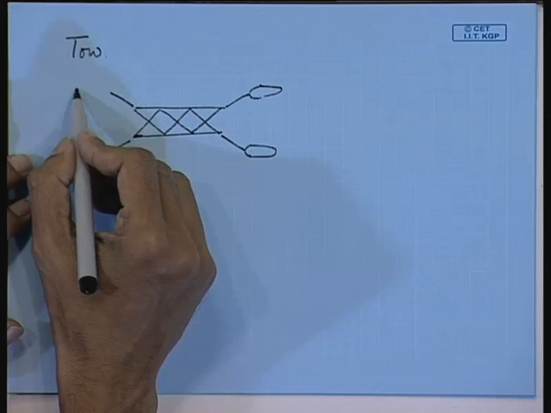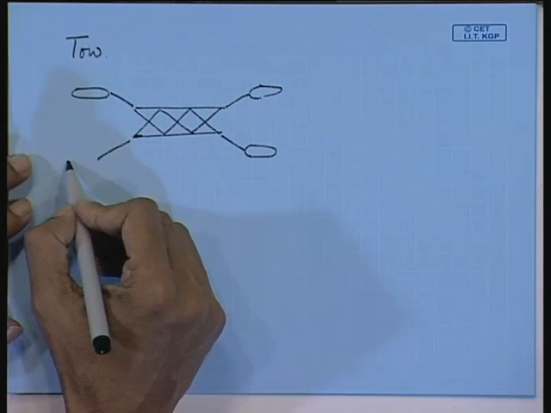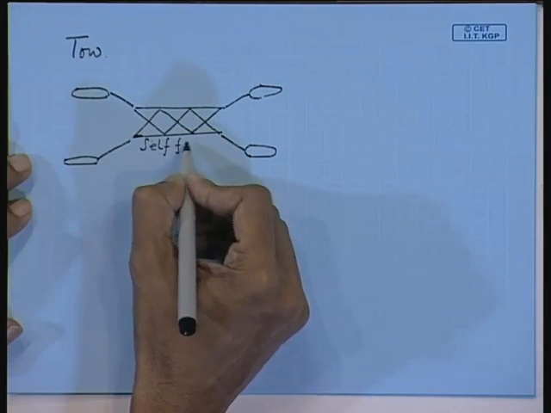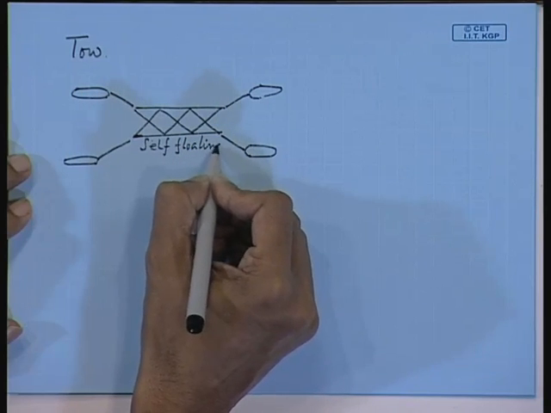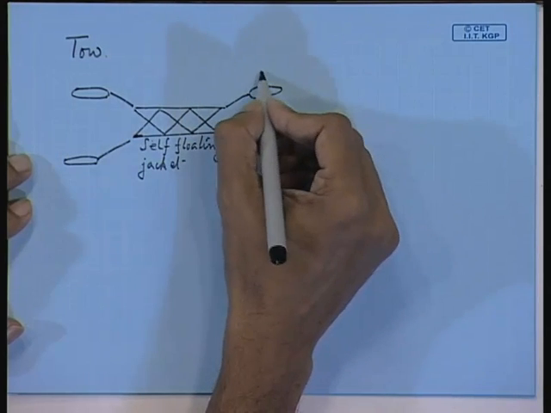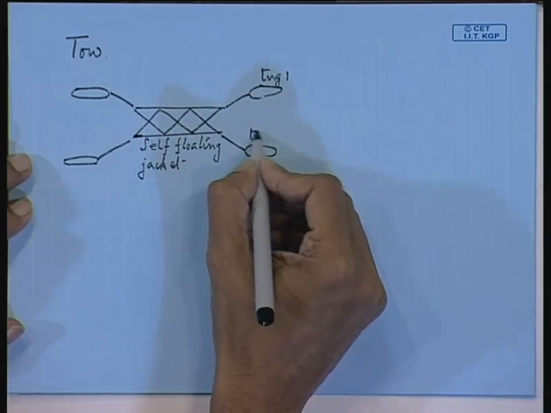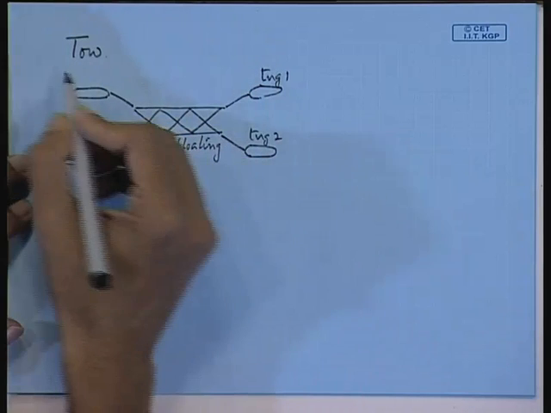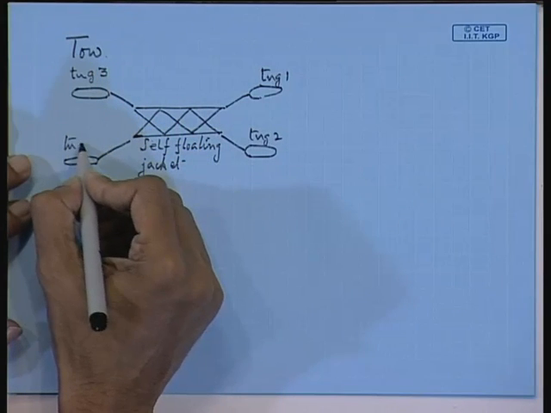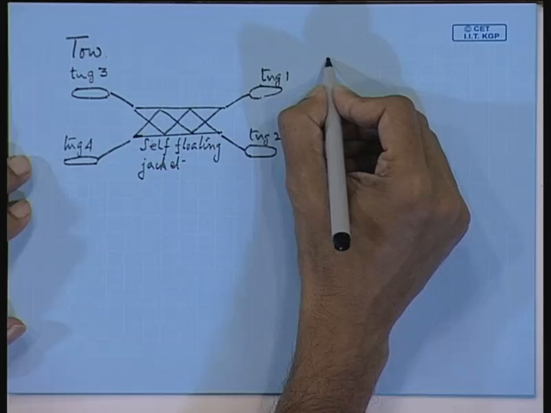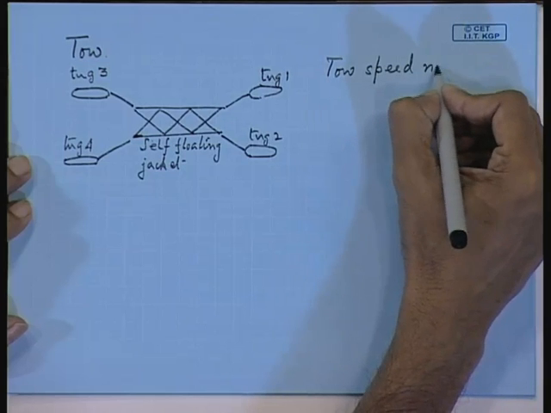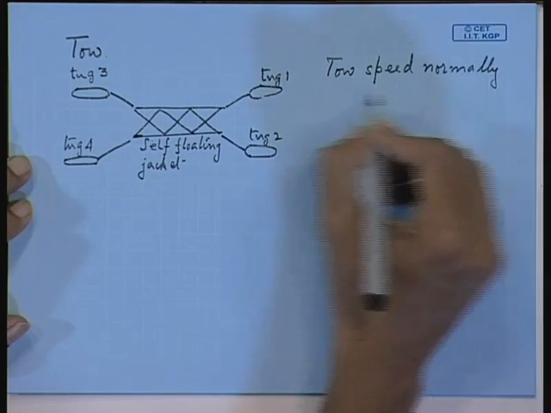A jacket is normally pretty large. So you are towing a large jacket, and this is a self-floating jacket. Now you calculate. So this is tug 1, tug 2. Why do you require so many tugs? One tug can do the job, isn't it? Tow speed is normally three to five knots.